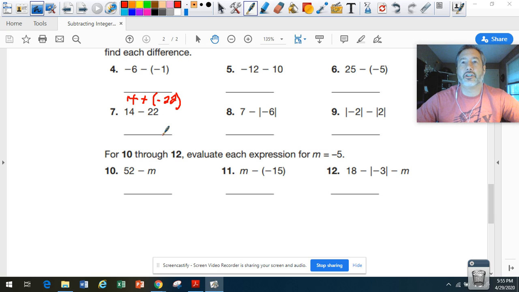Okay, signs are different. Subtract them. That's 8. Keep the sign of the larger absolute value. 22 is the larger, has a negative. Answer is -8. Okay, let's look and see what this says here.